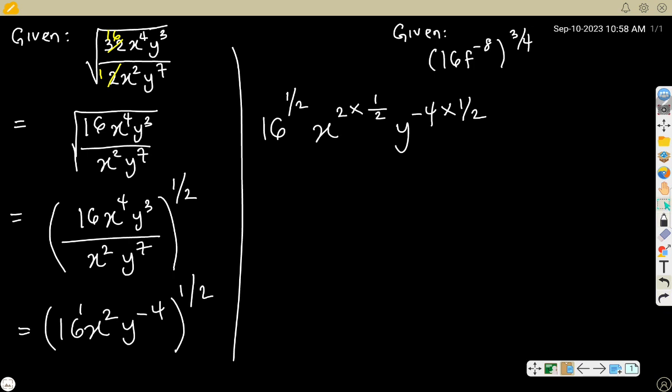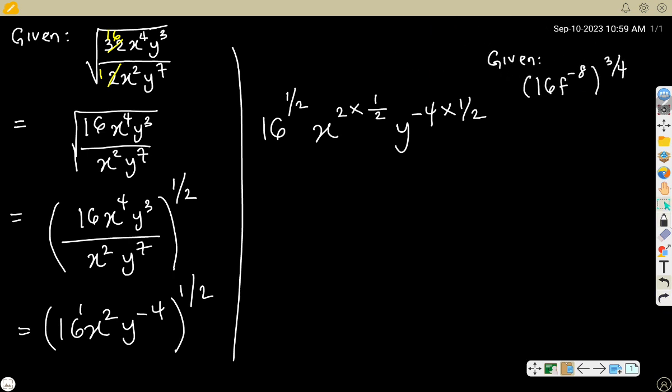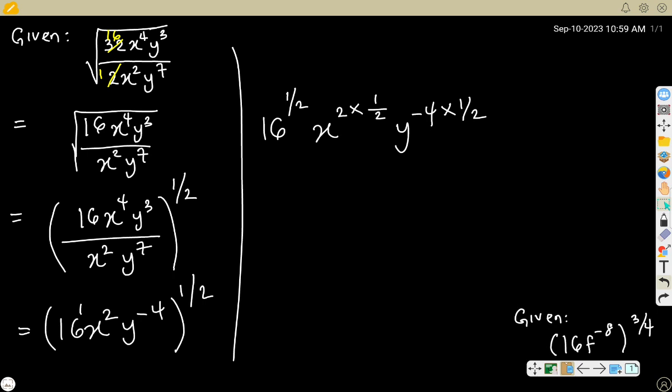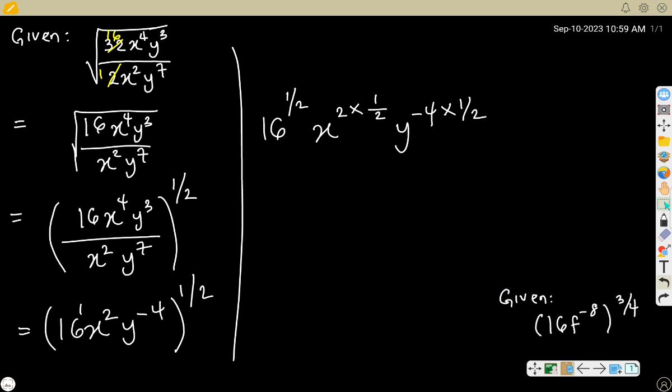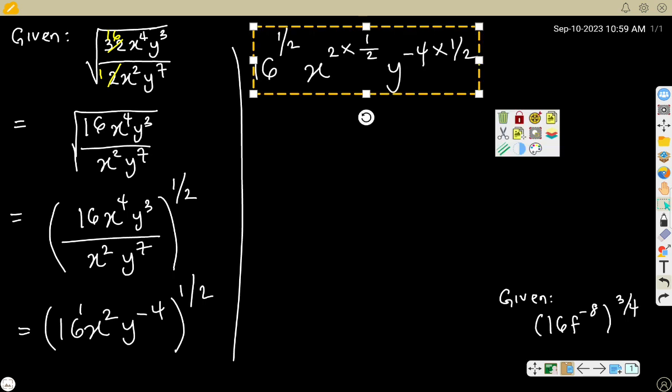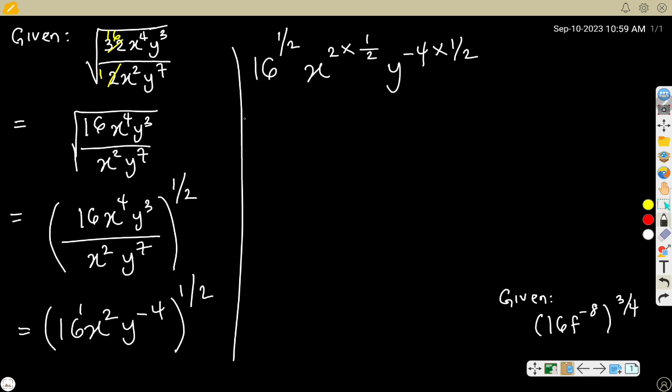So this is another question. So let me move it from here. So 16 is 4 squared. That is the index form of 16. That is 4 times 4. So times 1 over 2 as in the power. Then x raised to power 2 times 1 over 2. So I'm repeating that.